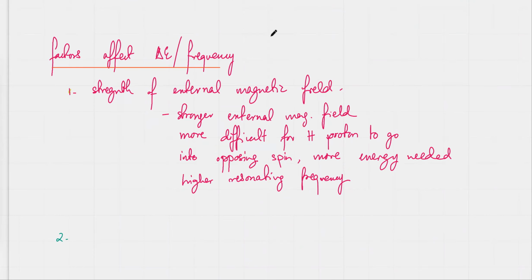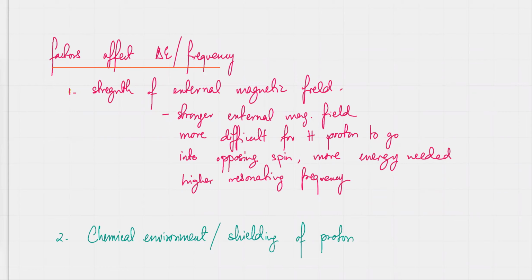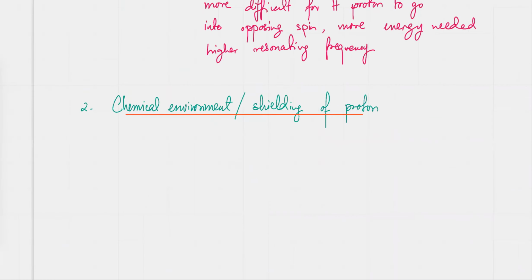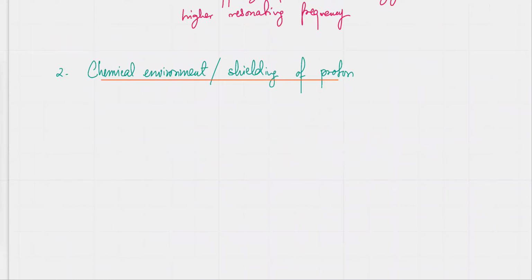So now the second factor, this factor is not that important. The second factor is the one that's important. That's known as the chemical environment, or we can say that that's known as the shielding effect. So this factor is way more important. And this one provides information about the structure of the environment around the atom, or around the H proton to be specific.